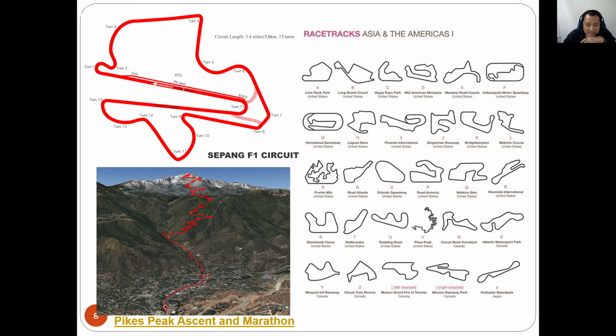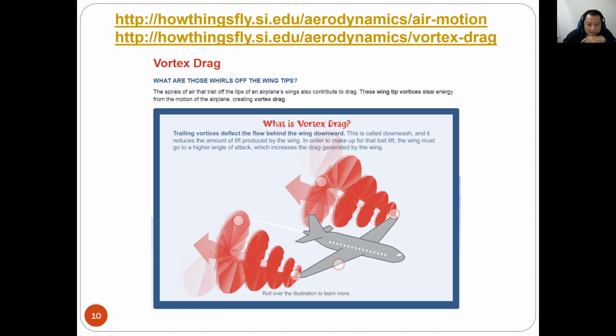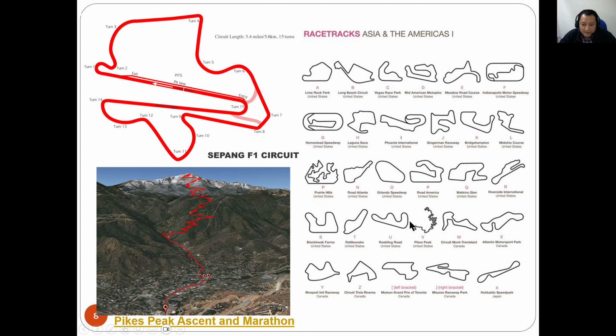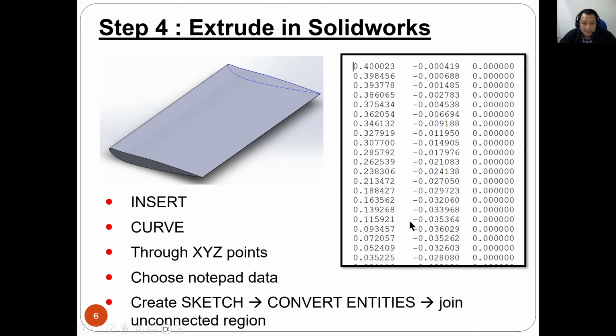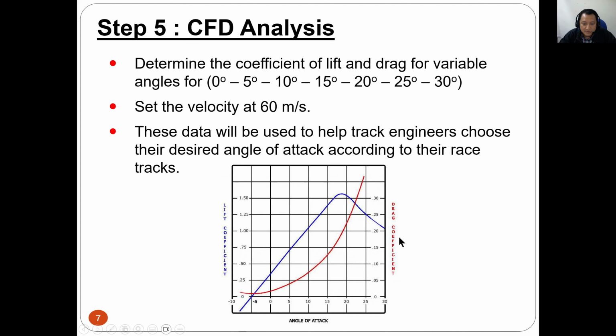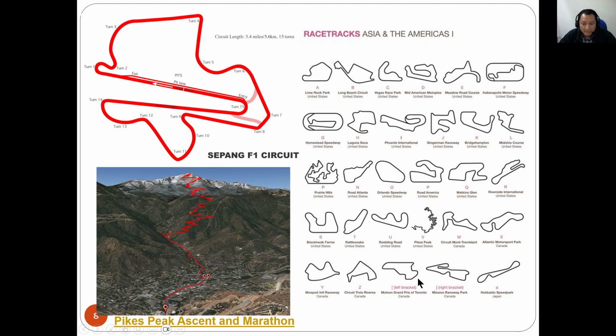If you go further, airfoils will have something called vortex drag at the end of your airfoils. So if you were to do a proper one like this, 0, 5 until 30 degrees, you can find out. And of course, if you are an aerodynamics engineer, you set this according to your track. Which track corresponds to which spoiler design.